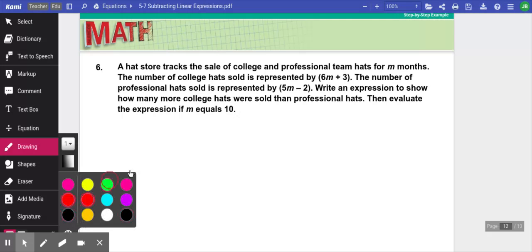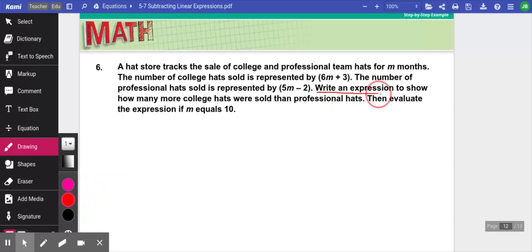So some key things to look at here. They want us to write an expression. Don't just jump right to the answer. We have to write this expression. They want to show how many more college hats were sold than professional hats. So basically, we're taking college hats minus professional hats. So let's go back up into the problem. What can we use to represent the number of college hats? That would be 6m plus 3. So we write in 6m plus 3 minus the professional hats are represented by 5m minus 2.